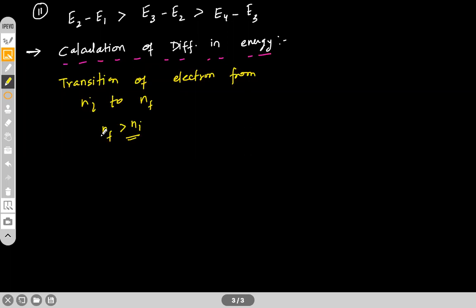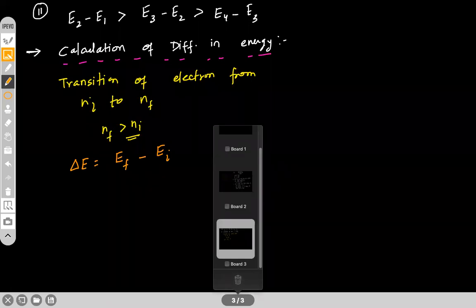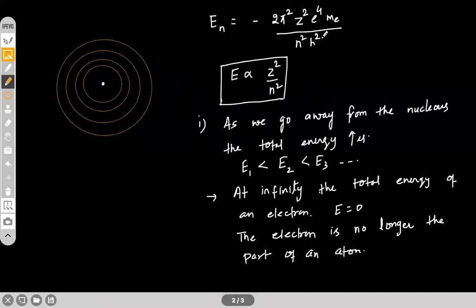So the difference in energy here, you see, delta E is the energy in the final orbit, EF minus EI, correct? EF minus EI. The energy in the final orbit corresponds to NF, and EI corresponds to Ni. And we know the formula of E. Just now I have written it over there. This formula we are going to use, where N is the difference here. All these things are the same.